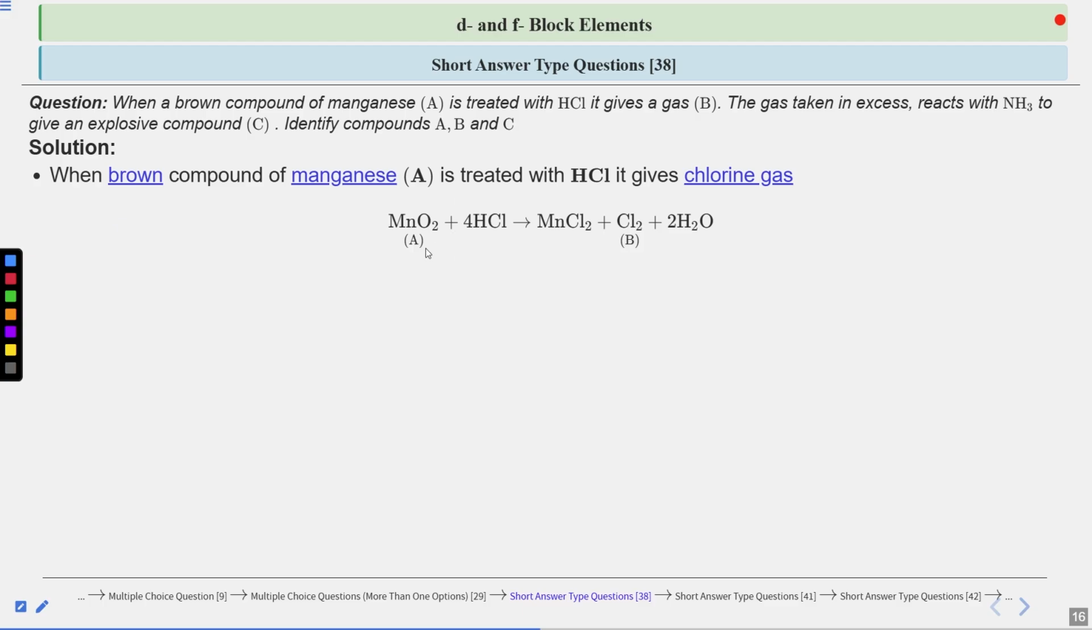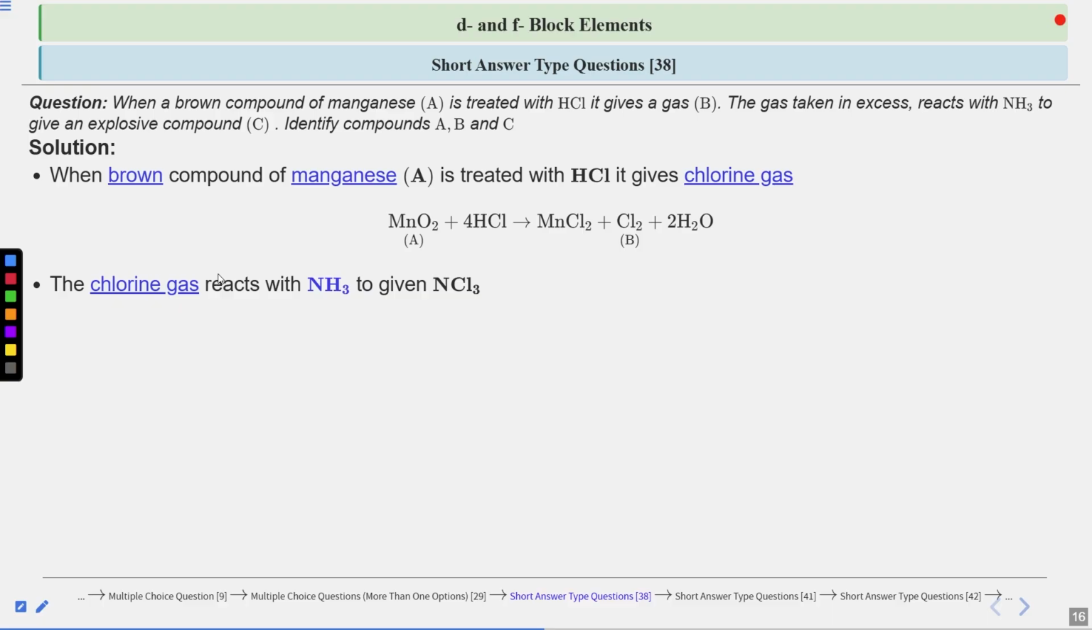So MnO2, which is our A, which is our brown compound of manganese. When A reacts with 4 molecules of hydrochloric acid, it gives us manganese chloride, MnCl2, and chlorine gas plus 2 molecules of water. We are given that B is the gas, so the gas is chlorine here. So B is chlorine. A is this compound of manganese, MnO2.